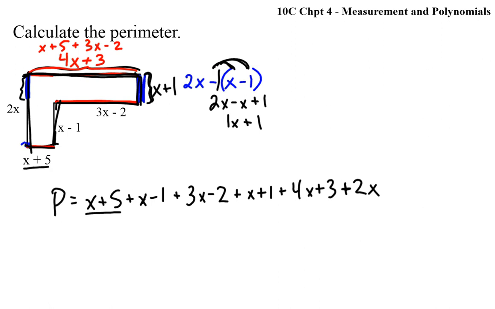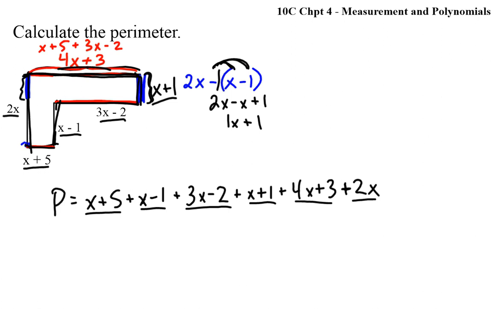There's my x plus 5. I want to add an x minus 1, got it. Want to add a 3x minus 2, got it. Want to add an x plus 1, got it. Want to add a 4x plus 3, got it. And want to add a 2x. I have all the sides I need. Now I combine my like terms.